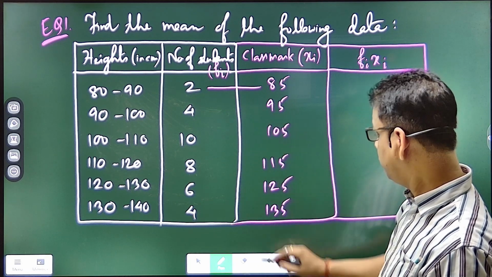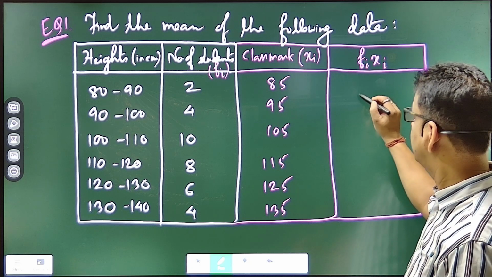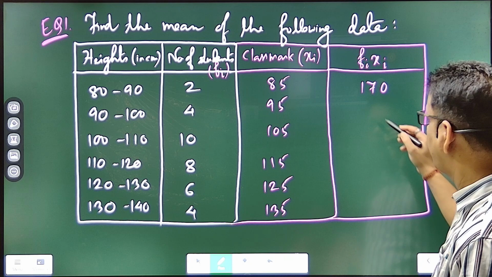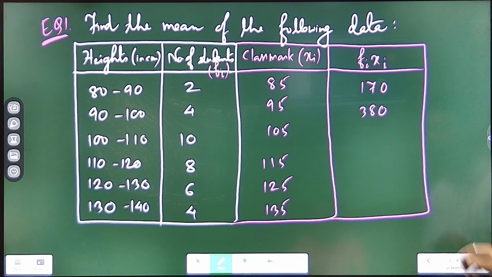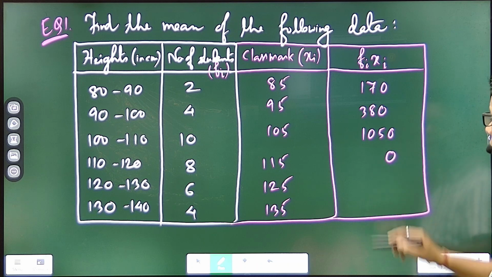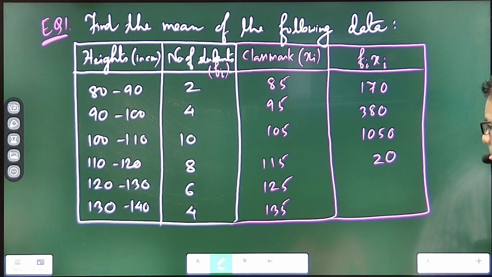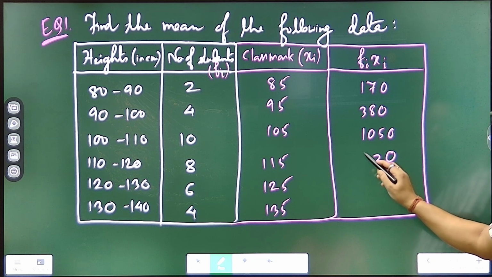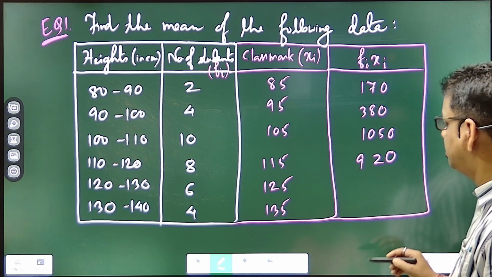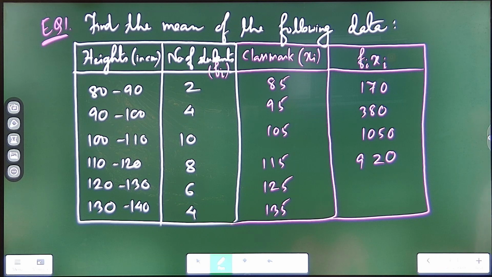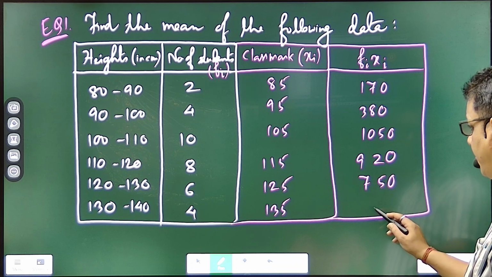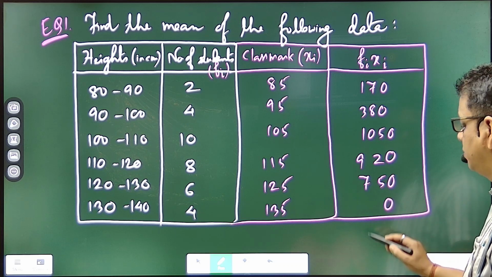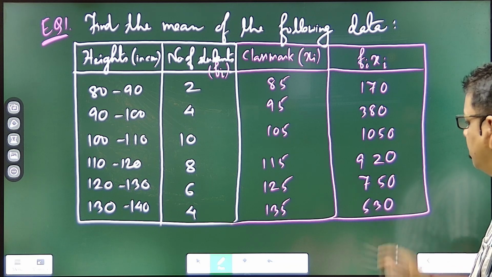If I now multiply 2 into 85, you can very well use the calculator. 2 into 85 is 170. 4 into 95 is 380. Correct me if it is wrong. Then 10 into 105 will be 1050. 8 into 115 is 920. Right? 920. Then 6 into 125 is 750. And then 4 into 135 will be 540. So these are Fi Xi.